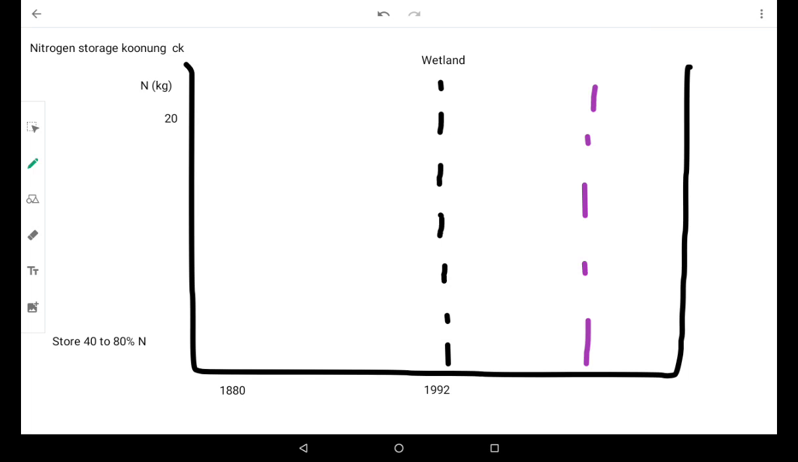So we've got about 40 to 80% of nitrogen is typically stored in these off-stream detention basins. For Coonung Creek, the sort of numbers we're looking at per annum for storage would be about 20 kilos per year, but it's quite hard to find numbers on that. But we'll start off with that sort of value. So remember, this is storage. It's not load or delivery. It's what we're actually storing in the wetland.